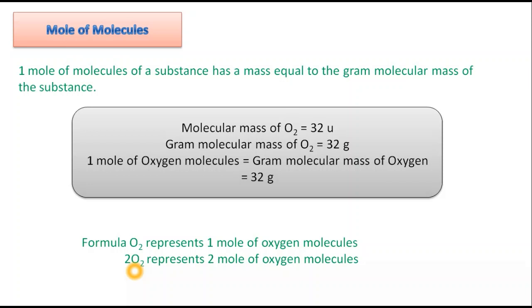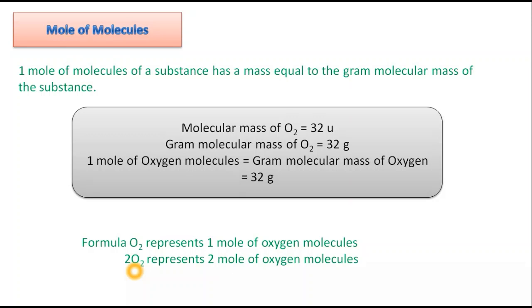A mole of a substance is that amount of the substance which contains the same number of particles, atoms, molecules, or ions, as there are carbon atoms in 12 grams of carbon-12. That means a mole is that amount of substance which contains 6.022 × 10^23 particles, whether the particles are atoms, molecules, or ions. The SI unit of mole is simply mole, written in short form as mol.